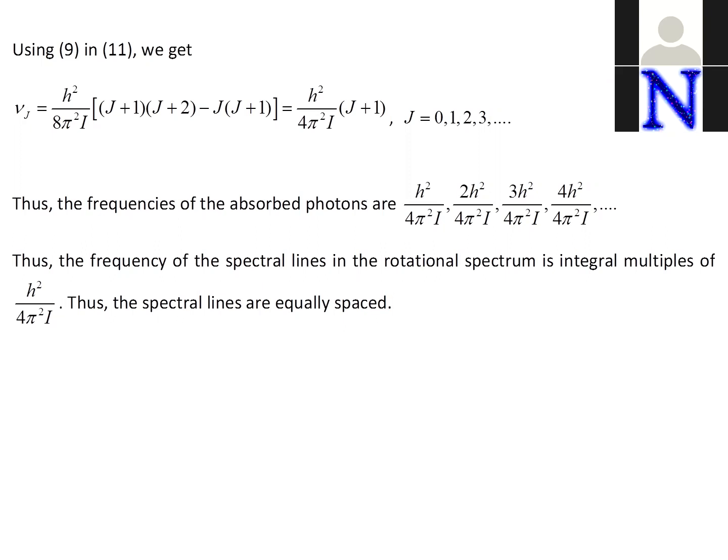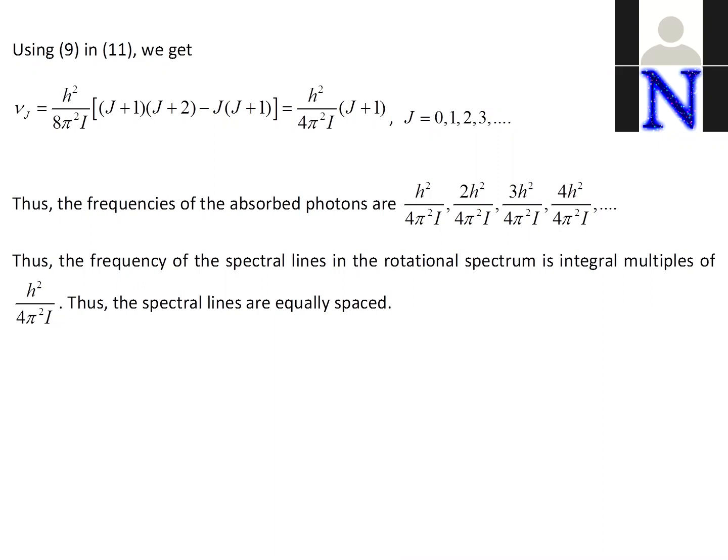Because a jump from 0 to 1 gives the first observed line, J is equal to 1 gives the second observed line, J is equal to 2 gives the third observed line, and so on. So the frequency of the observed photons: put 0 in expression 12, h divided by 4 pi square I, because J plus 1 is 1. Putting 1 gives 2 times h divided by 4 pi square I. Putting 2 gives 3 times h divided by 4 pi square I, then 4 times. So the frequencies of the observed photons are 1 times, 2 times, 3 times, 4 times h divided by 4 pi square I.